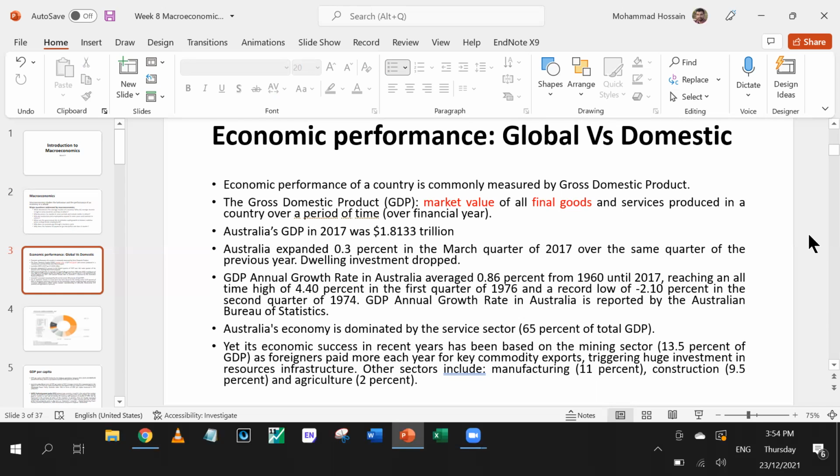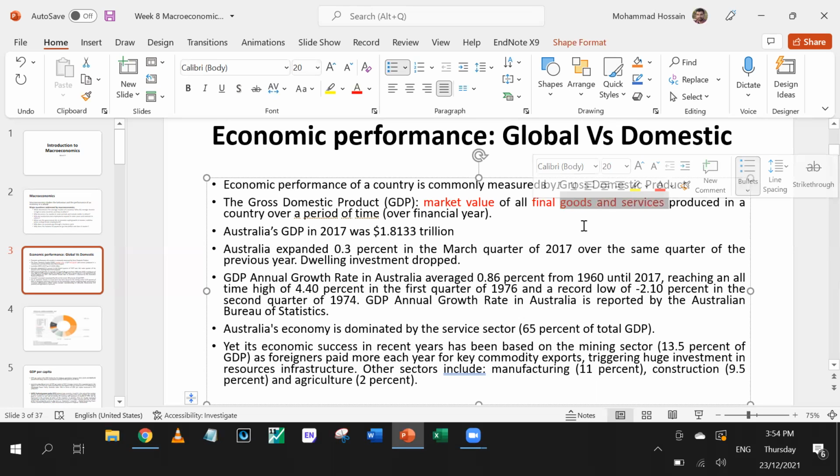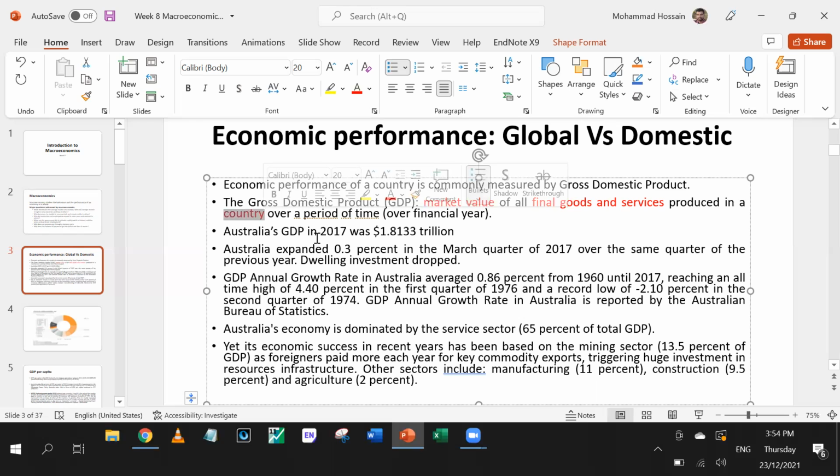So don't get confused about final goods. Final goods and services produced in a country. See that? So the first thing is GDP is the market value, which means the monetary value, of all final goods and services produced within a country over a period of time. Normally, this is 1 year. That's called gross domestic product.